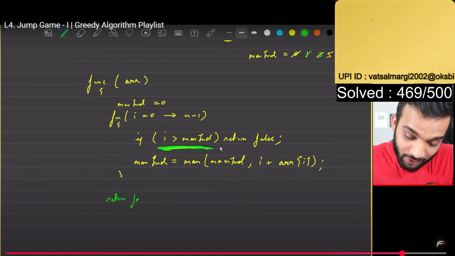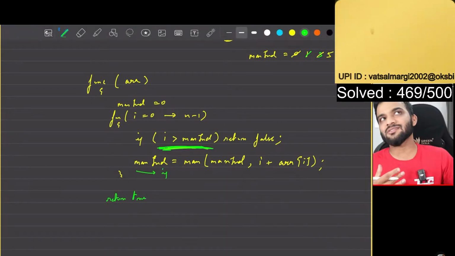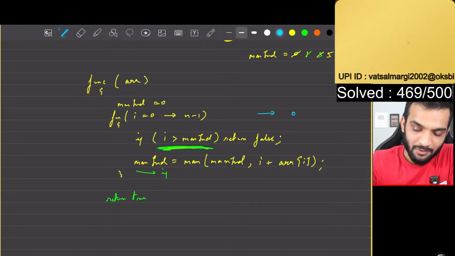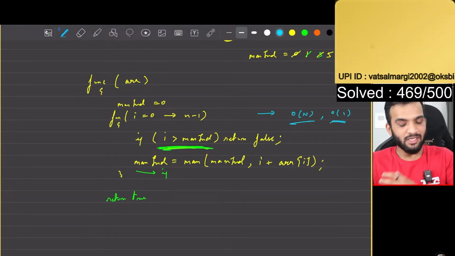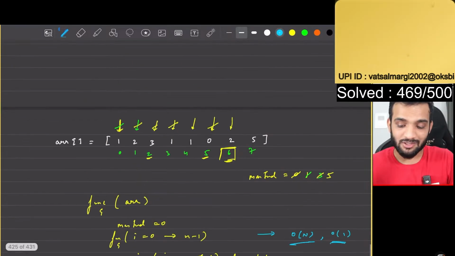To optimize, you can definitely insert an if condition. In case during the journey you are able to reach the end, you can put an if condition over here. That will be it. What is the time complexity? Big O of n. What is the space complexity? Big O of 1. That's it. This is the most optimal solution. Again, I was greedy. I tried to jump the maximum and see if I'm able to reach the end or not. Simple greedy algorithm.